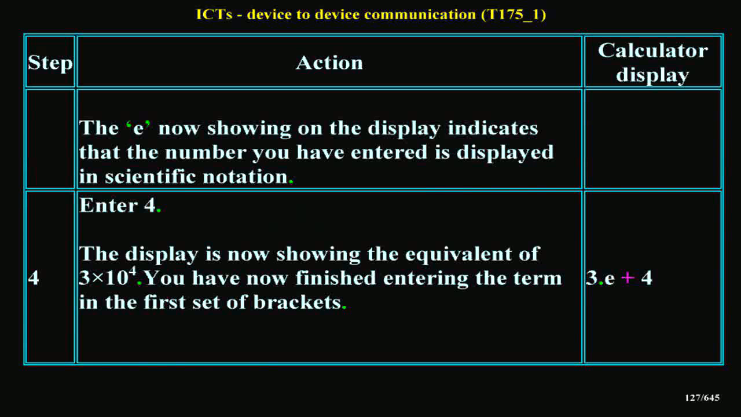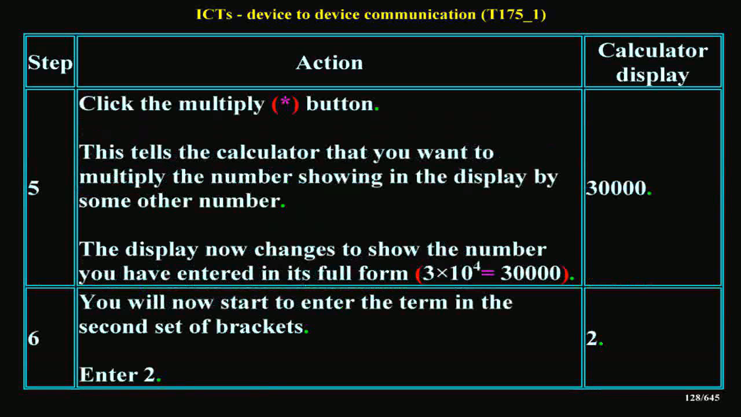5. Click the multiply button. This tells the calculator that you want to multiply the number showing in the display by some other number. The display now changes to show the number you have entered in its full form, 3 × 10^4 equals 30,000. 6. You will now start to enter the term in the second set of brackets.